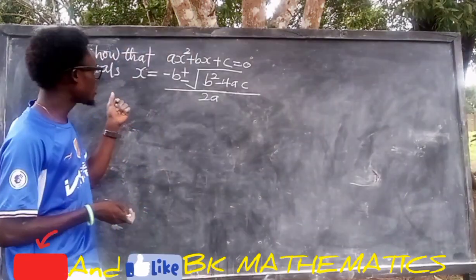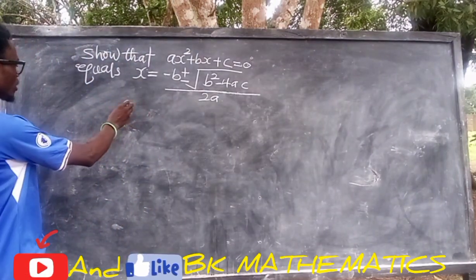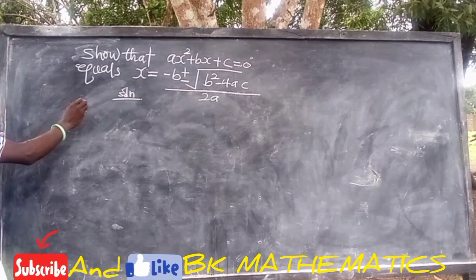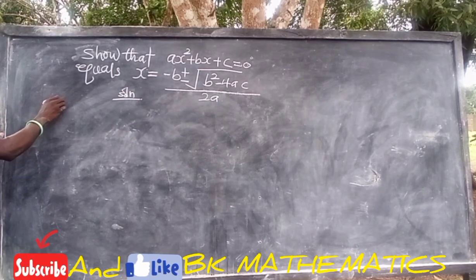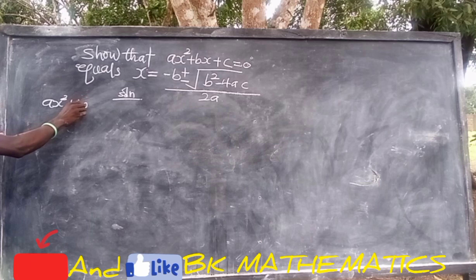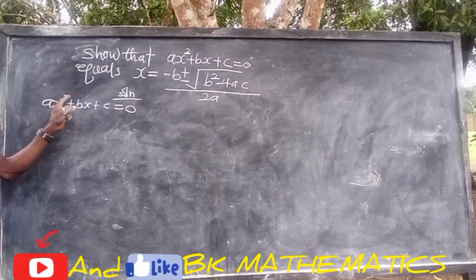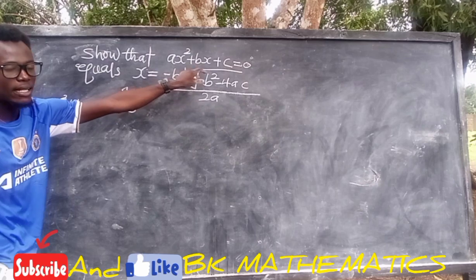Now let's look at the formulas we are given. Now we say solution. Since we are given ax squared plus bx plus c is equal to 0, it means we have to use this equation to arrive at this point.